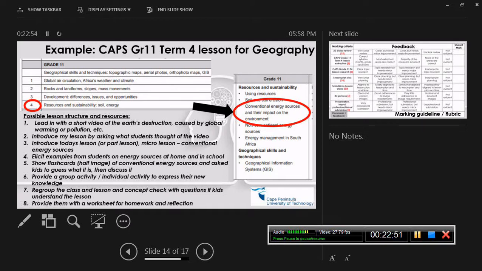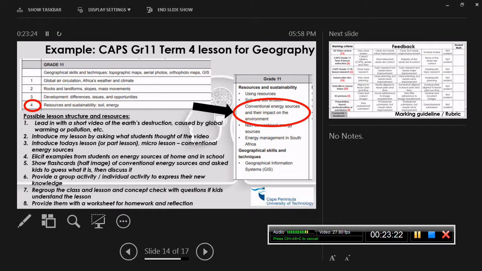So for a lesson like this, I will set it up in the following way. I have a short video showing how the earth is being destroyed by global warming and pollution from energy sources. Then I'll introduce my lesson by asking the students, so what did you think of the video? I'll start posing questions, trying to get ideas of what they think. Then I'll start introducing the lesson for today, or part of the lesson, known as a micro lesson.